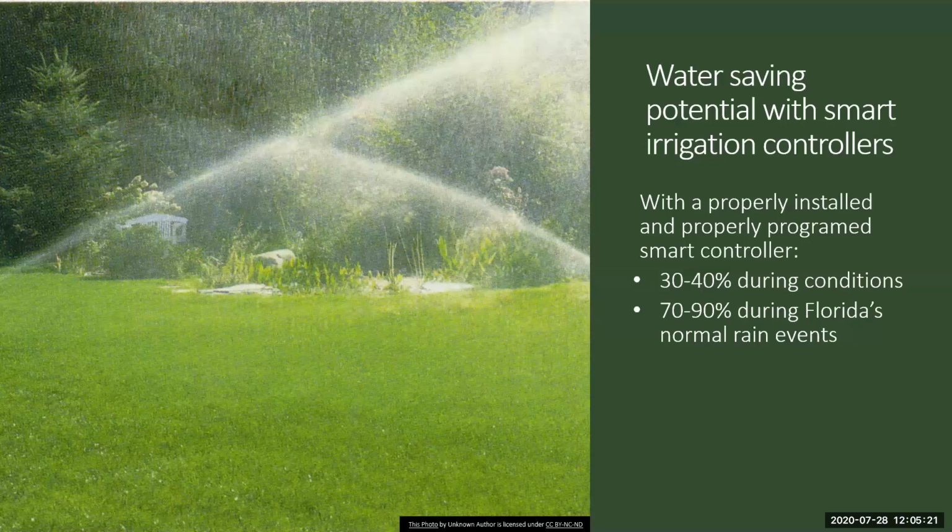So, what are the water savings potential of smart irrigation technologies? Well, it can vary, and it depends on weather conditions and site conditions like soil and microclimates. In general, irrigation savings can range from 30 to 40% during dry conditions and up to 70 to 90% during normal Florida rainy situations with a properly installed and programmed smart controller. So you can see there is a lot of potential for savings, especially during the rainy season of Florida.